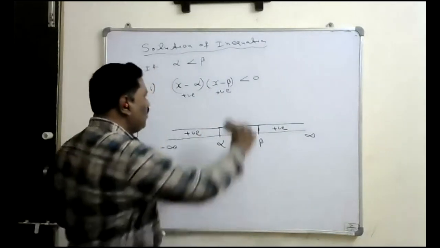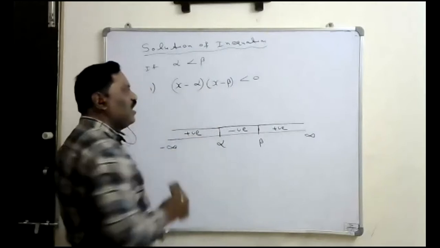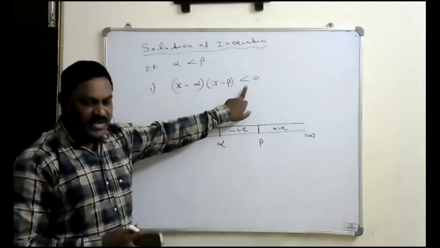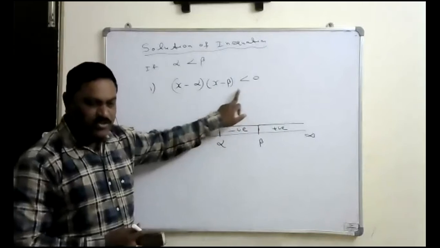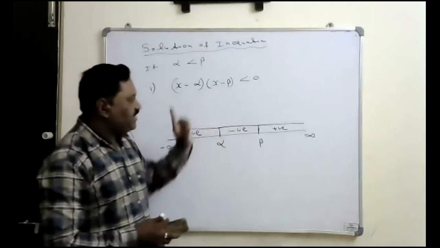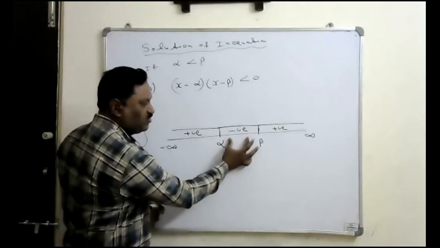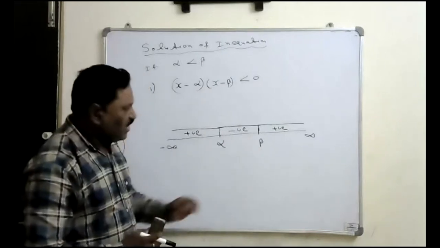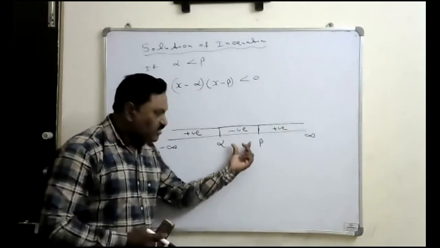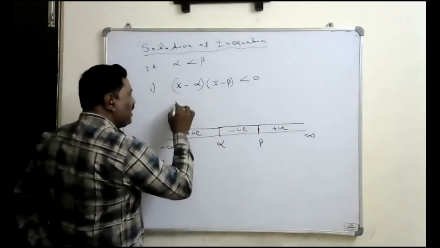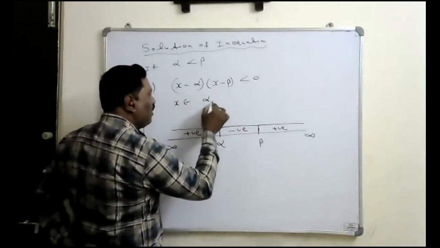Now, I want the values of the x when this product is negative. Less than 0 na? Less than 0 बोले तो negative. So this product negative है तो क्या होता? Alpha से beta बीच में लिया था ना? If x value lies between alpha and beta, then this product is negative. Therefore, the solution of this is x belongs to alpha comma beta.